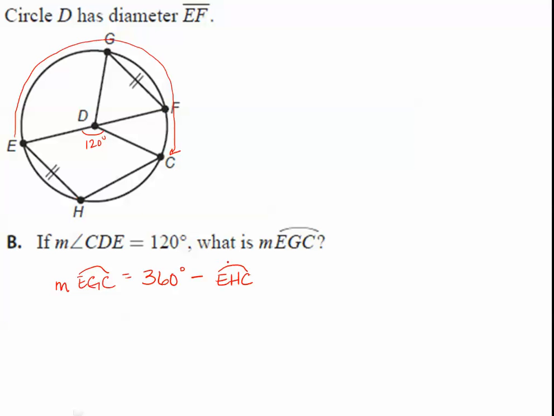And that's a minor arc. I made it a major arc, but it's a minor arc. I don't want to confuse you by writing the wrong thing up there. Anything less than 180 is minor. So I'm going to put EC. So the measure of EGC is going to equal 360 minus 120, which is going to give me 240 degrees. And so that's going to be your answer.